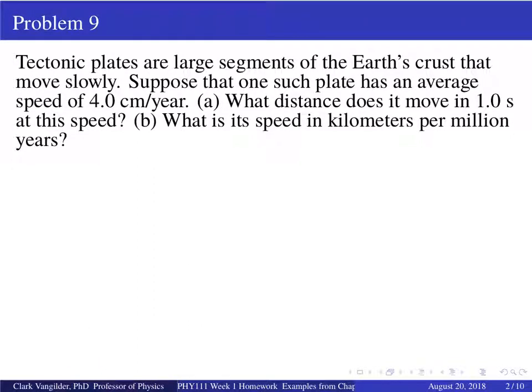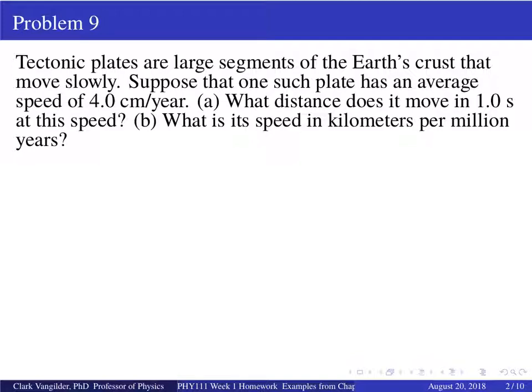So let's say that we have this problem here. Tectonic plates, large segments of the Earth's crust that move slowly, so plate tectonics. Let's suppose that one of those plates moves about 4 centimeters a year, which is typically what they are. I think it's slightly more, but I don't recall. So what distance does it move in 1 second at that speed?